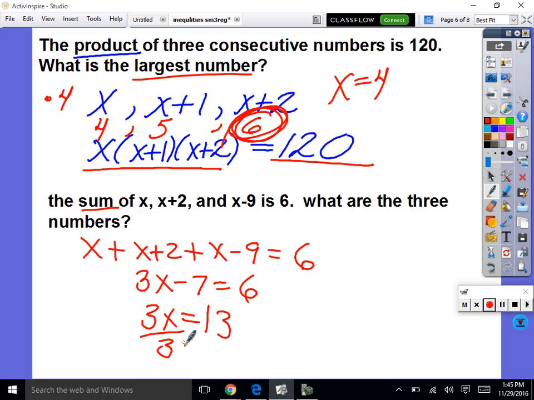Okay, so our answer didn't come out pretty. X equals 13. So 13, and then 13 plus 2 and 13 minus 9 would be our answers. I made this one up. I thought I made it come out pretty. That would be our answers, right? Okay.